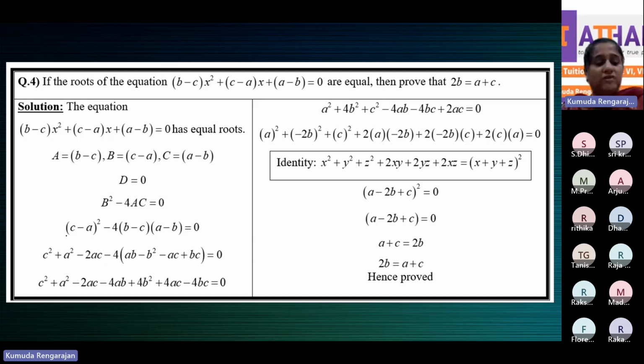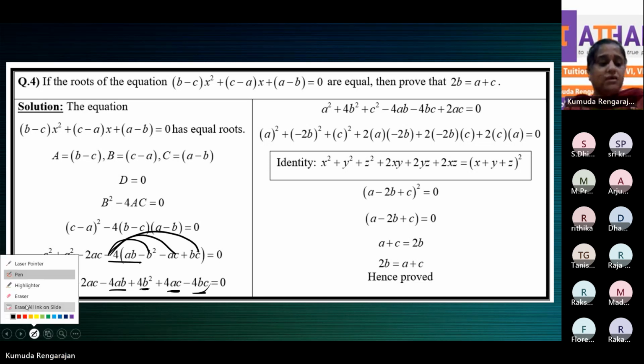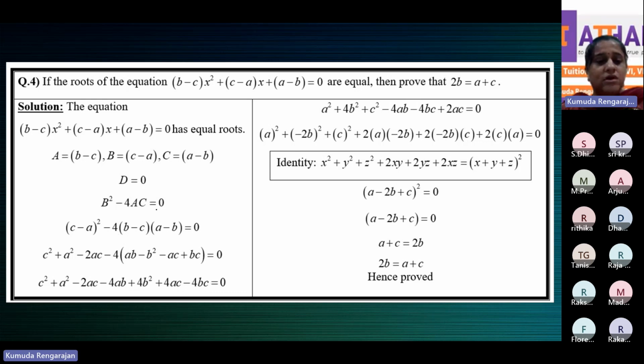All right. So here you'll have to expand this. And here you multiply B minus C into A minus B. You get these terms. Now multiply 4 with all the terms inside the bracket. So it will be minus 4AB plus 4B square plus 4AC minus 4BC is equal to 0. So that's simple, no? D is equal to 0 because roots are equal. So the condition is D is equal to 0, B square minus 4AC is equal to 0. Substitute the values. So expand this one. Multiply here.